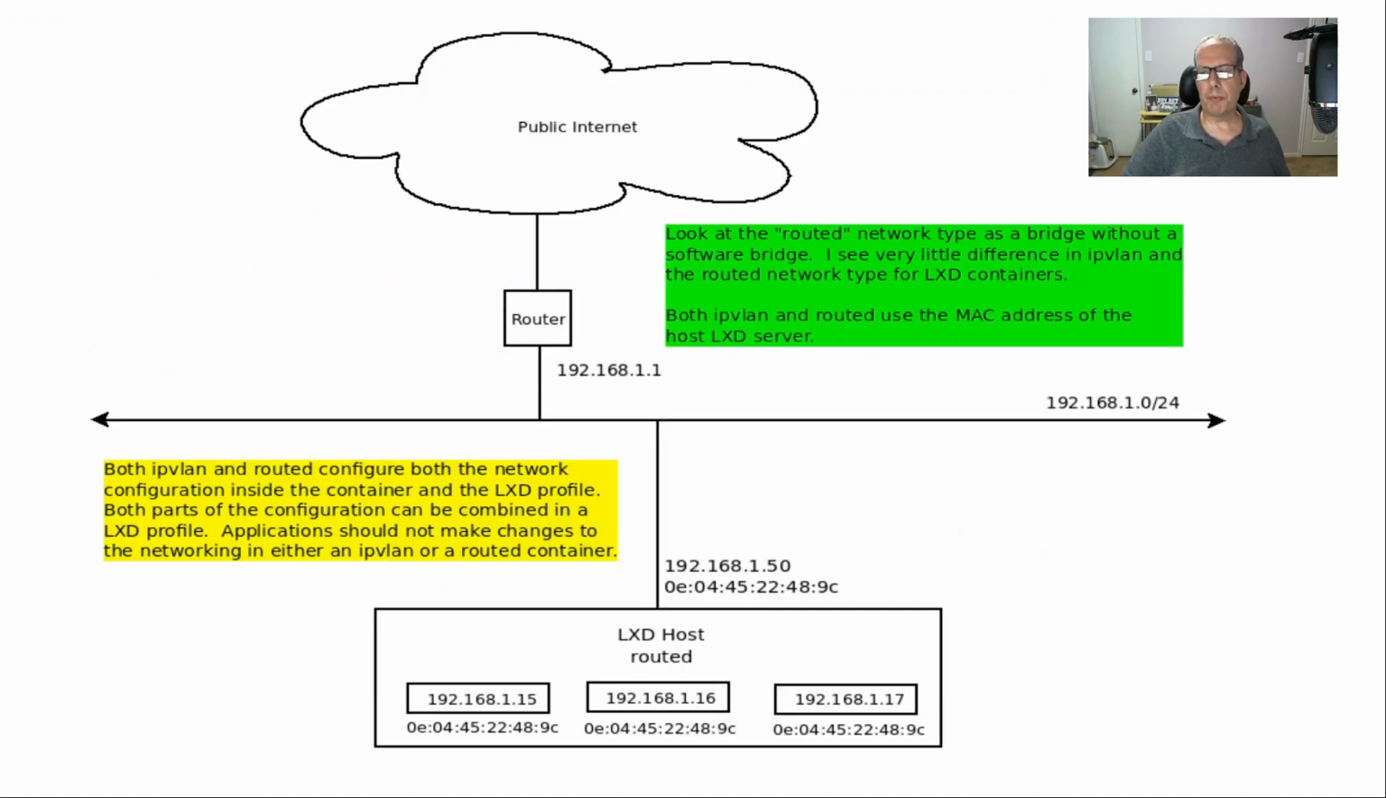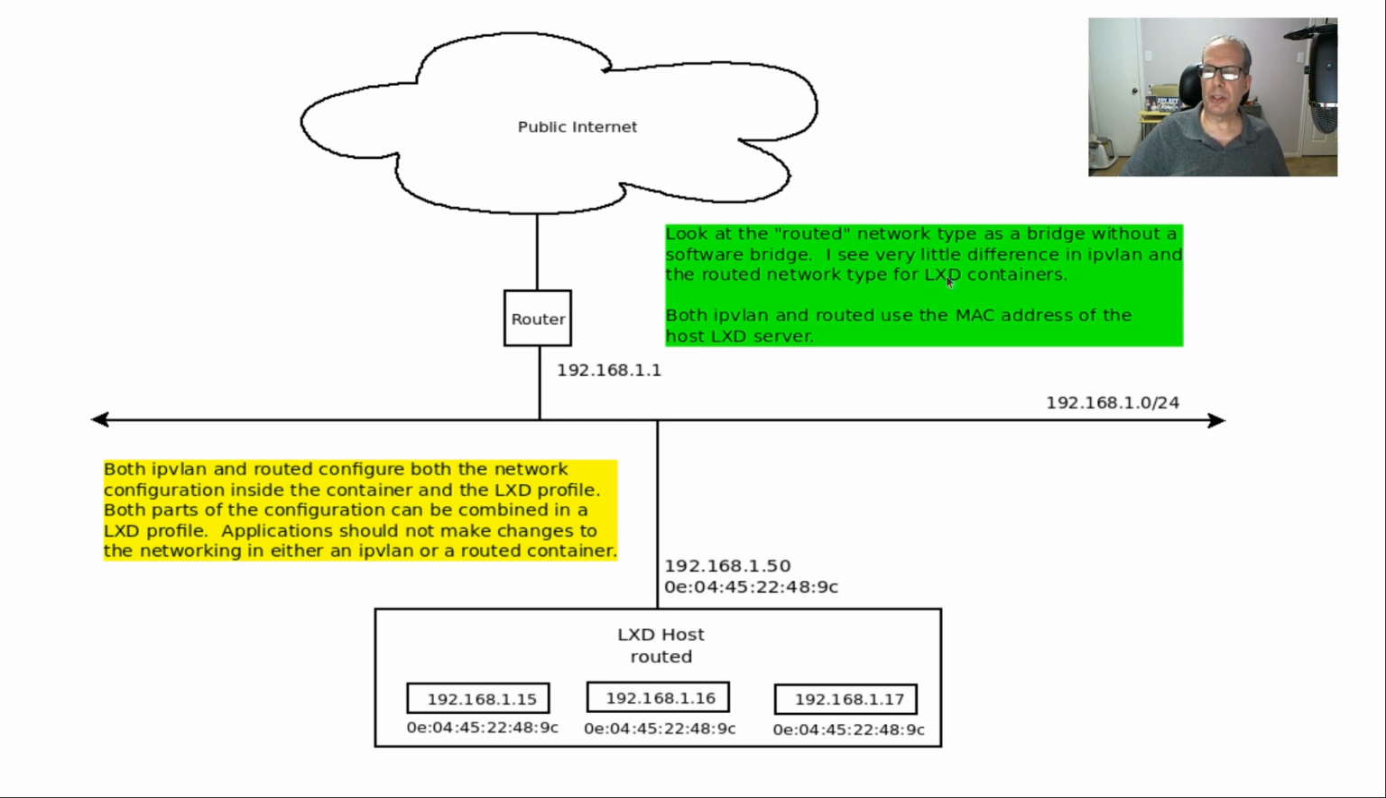So here's a little picture down here, and it's very similar to the one I presented in the Ipvlan video. We've got our public internet up here. We've got our router here, which our routed containers are really not going to be aware of. And I basically say, look at the routed network as a type of bridge, but without a software bridge. And it really is something that kind of takes over the router role.